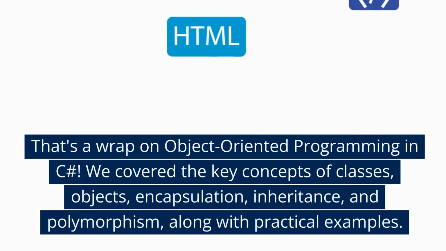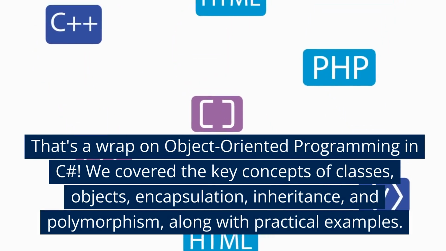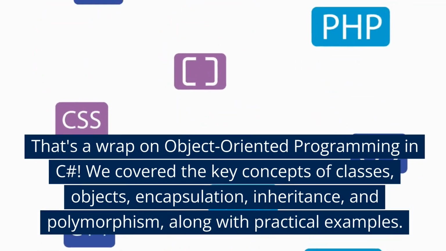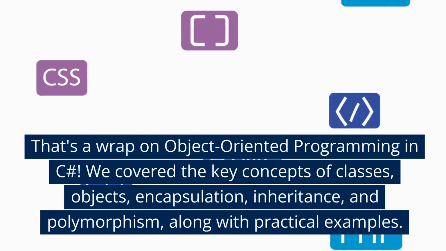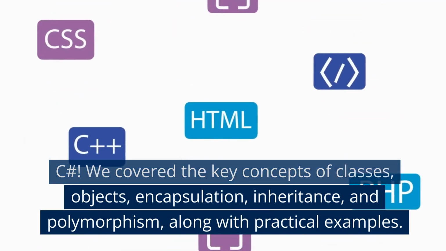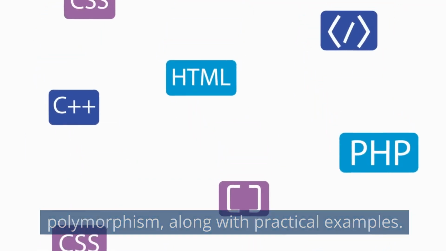That's a wrap on object-oriented programming in C#. We covered the key concepts of classes, objects, encapsulation, inheritance, and polymorphism, along with practical examples.